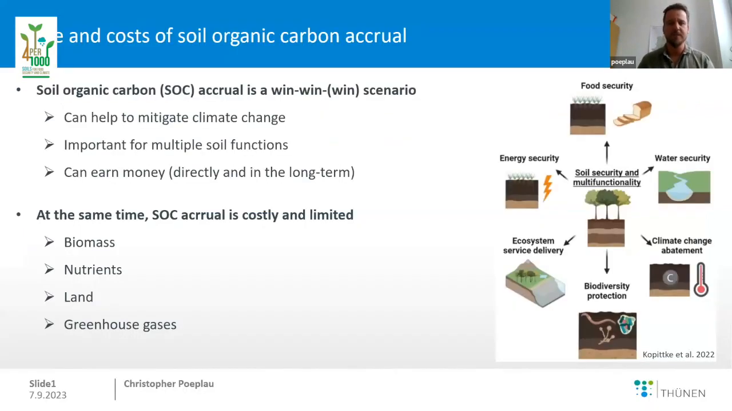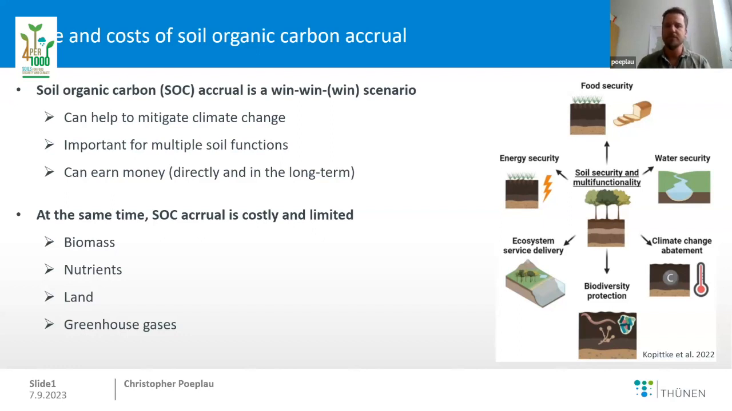So let me start. Soil organic carbon accrual is very beneficial for soils. We know that it can help to mitigate climate change. It is important for multiple soil functions and soil fertility, and from a farmer's perspective, it can even earn money, either directly nowadays or in the long term, because it really adds value to your land. At the same time, SOC accrual is also costly and limited. These four things that I mentioned are probably worth organizing a webinar for in themselves. You first need a lot of biomass, that's for sure, and this biomass could also be used for other things.